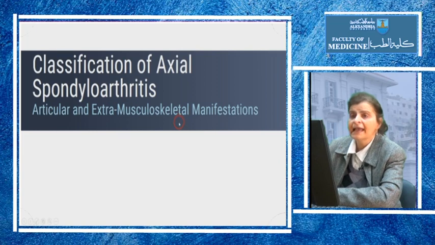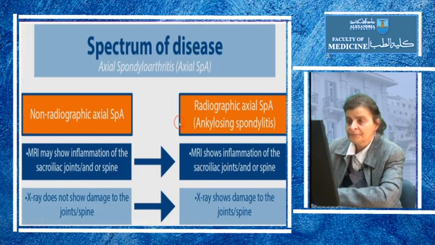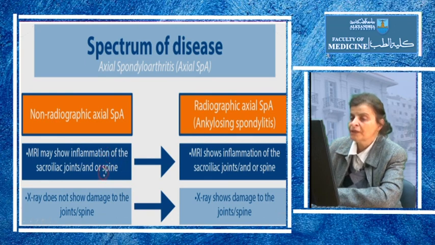So if we want to classify axial spondyloarthritis, how do we do that? As I said in the beginning, we have two types. Axial spondyloarthritis may be non-radiographic or radiographic. What do we mean by non-radiographic? When we do an X-ray on the sacroiliac joints, the X-ray does not show damage. So we see no damage, no signs of inflammation on the sacroiliac joint or in the spine. Therefore, we do further advanced imaging. We do an MRI, and here we may see inflammation of the sacroiliac joints and or the spine.